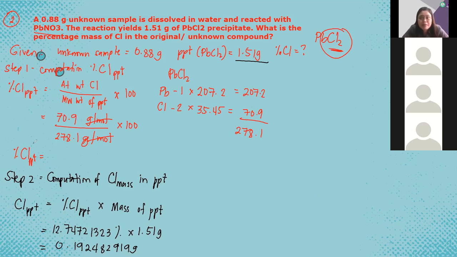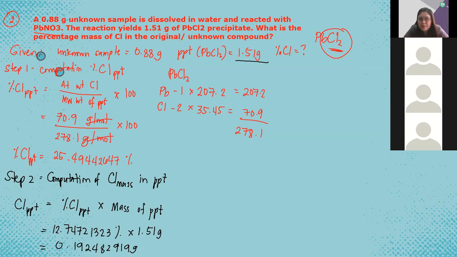This should be 70.9. Kasi percent chloride man, lahat ng chloride in the precipitate. So, hindi lang naman isa yung chloride natin sa precipitate natin. Dalawa, PbCl2. Kaya, ang gagamitin ko for the atomic weight of chloride ay hindi 35.45. I-times 2 ko siya, kaya 70.9. So, 70.9 divided by 278.1 times 100 is 25.49442647. Okay, so na-correct ko na siya, ha.